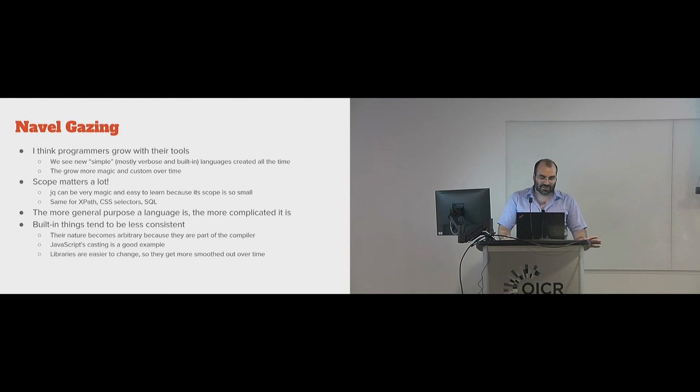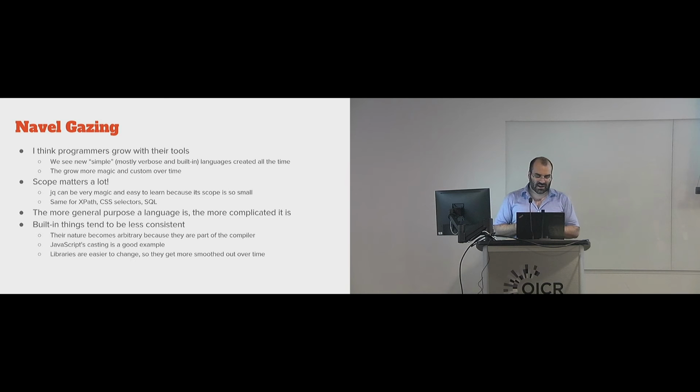I would also say scope matters a lot. So if any of you use the tool jq, it's a little programming language that lets you slice and dice JSON files. It's really magical, but it's not too bad to learn because there isn't a lot of it. The more general purpose your language is, the harder it is to get a hold of just because there's so much stuff. Whereas XPath, CSS selectors, SQL, they're all languages, but they're generally so constrained. And I mean, CSS selectors are now Turing complete, but I hope to God no one would use them that way. And I don't think the authors intended for anyone to use them that way.